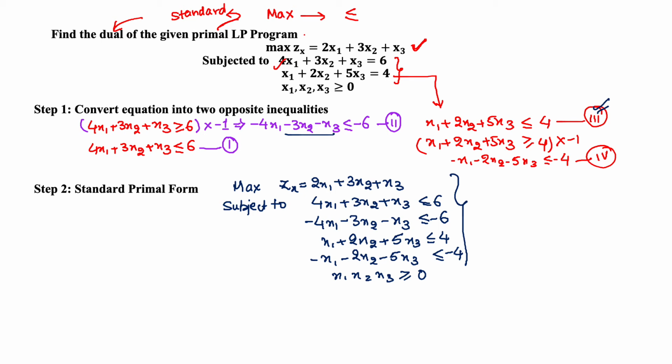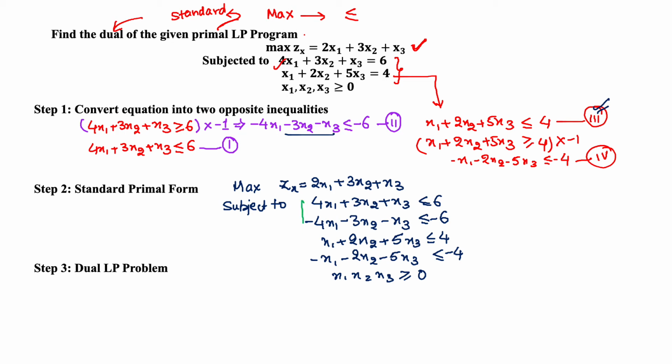Now I have to convert it into dual form, dual LP form. For that, what are the steps? We have discussed the steps earlier also. The first thing is to interchange rows as columns.